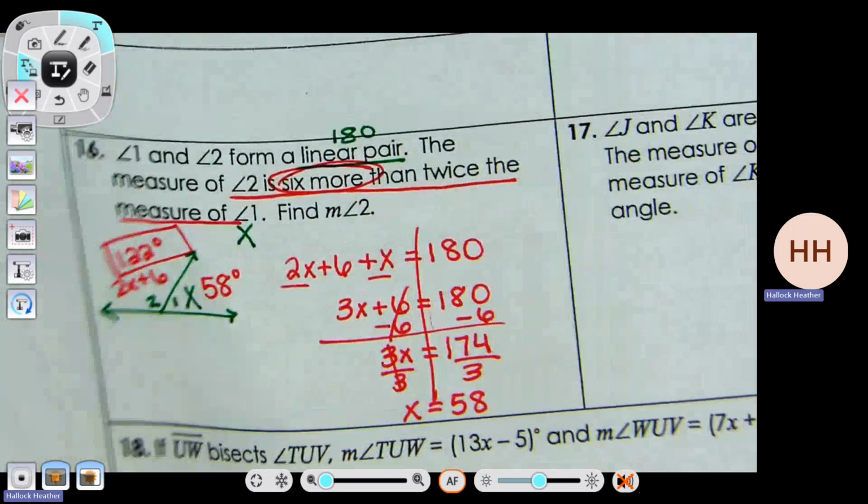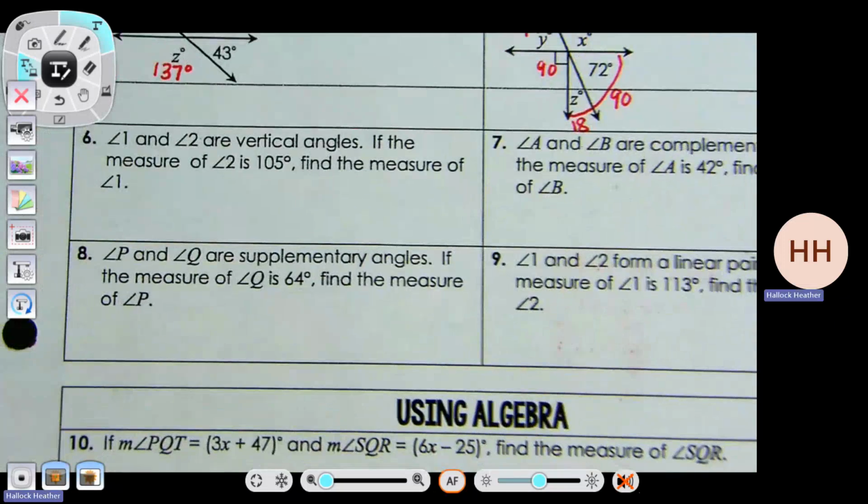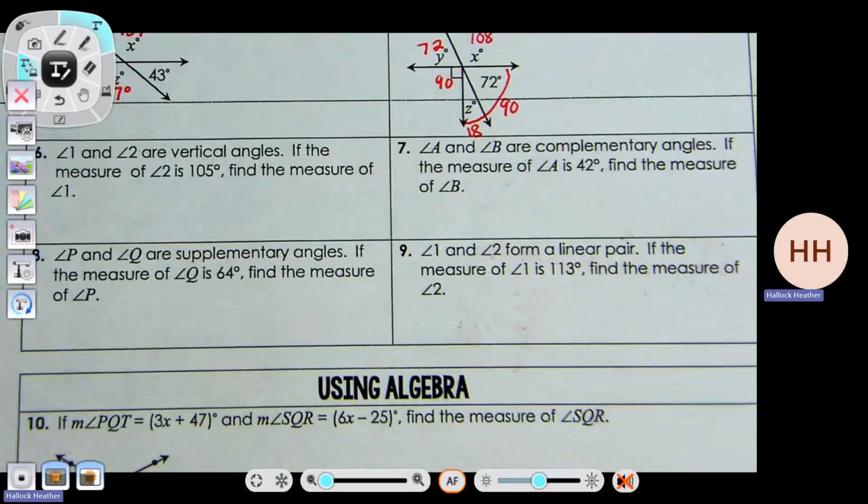No, not today. It's due on Monday. So start on the front, start at number 6. It says they're vertical angles. Vertical angles are congruent. So clearly you should already have the answer.